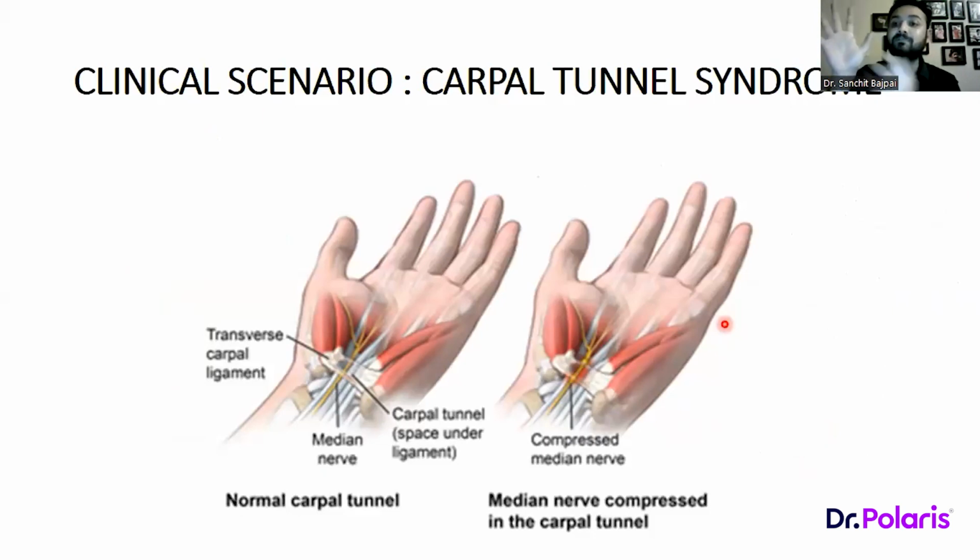Now, in some conditions, this flexor retinaculum becomes very tense and hard in some people. And what happens? There is a very important nerve that travels in here. This is called the median nerve.